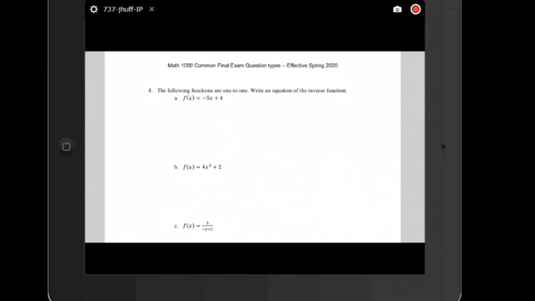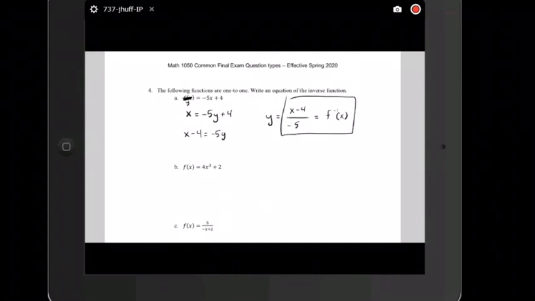So there are 2 steps for finding an inverse, if you remember. The first step is to switch the place of x and y. So x equals negative 5y plus 4. I'm just replacing all the f of x with y. You switch the place of x and y, and then the second step is to solve for y. So you subtract 4 on both sides, then divide by negative 5. And then finally, the notation for the inverse of f is that notation right there. So the inverse of f is x minus 4 divided by negative 5.